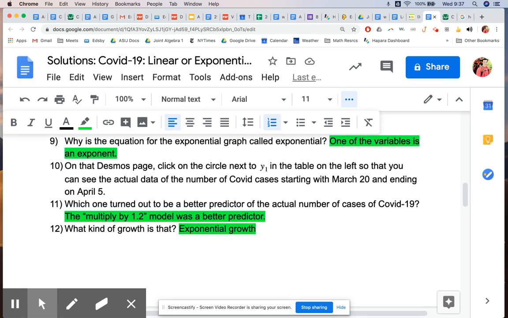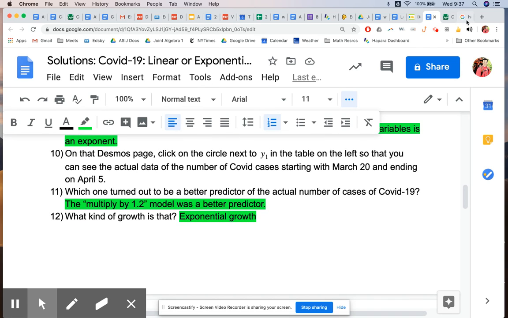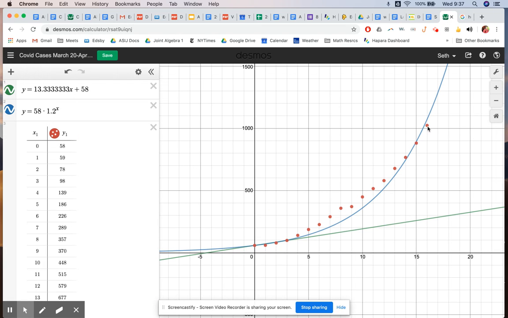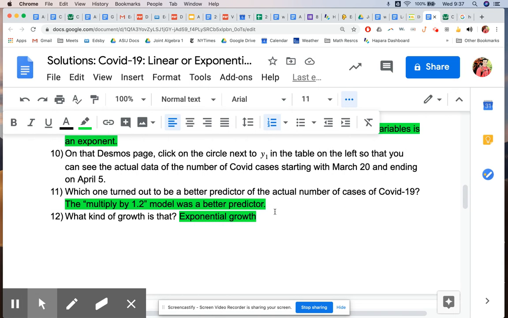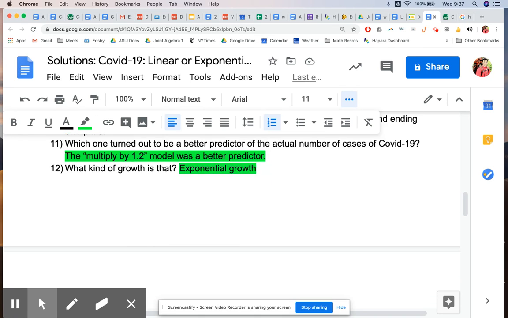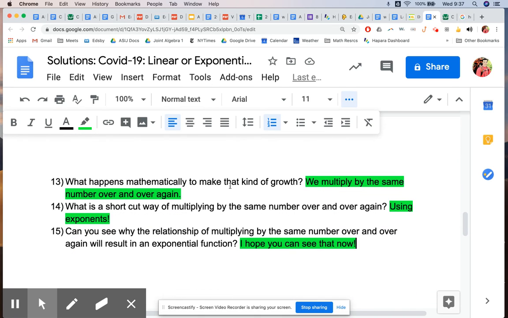Then we went and took a look at the table, and we saw that those points matched up really nicely with the exponential curve. And so definitely the exponential model, the multiply by 1.2 model, was a much better predictor of that. What kind of growth was that? That was exponential growth. What happens mathematically to make that kind of growth? Well, we multiply by the same number over and over again. We were multiplying by 1 and 2/10, multiplying by 1 and 2/10. What's a shortcut way of multiplying by that same number over and over again? Using exponents. All right. Can you see why the relationship of multiplying by the same number over and over will result in an exponential function? I really hope that you can see that now.